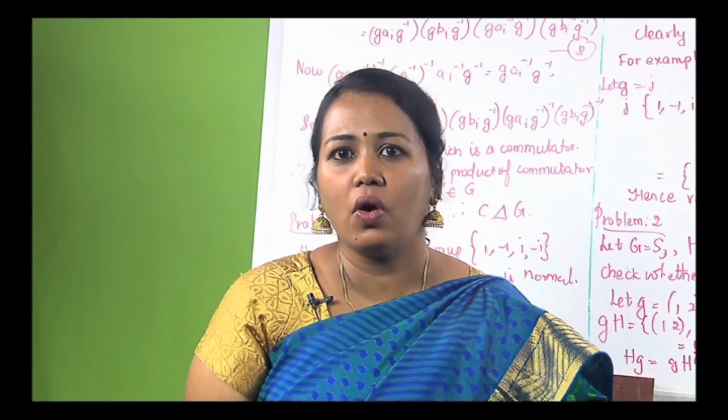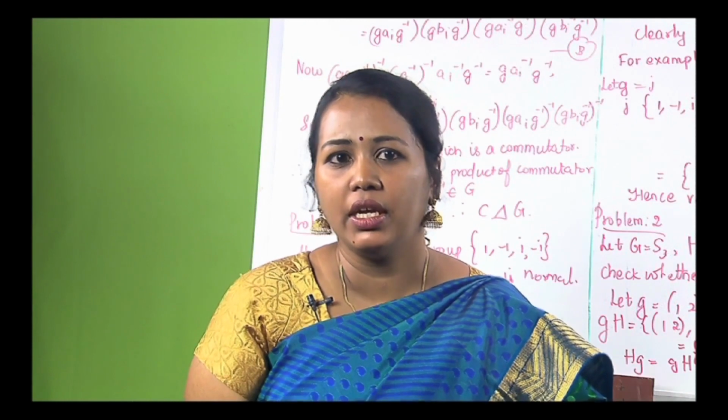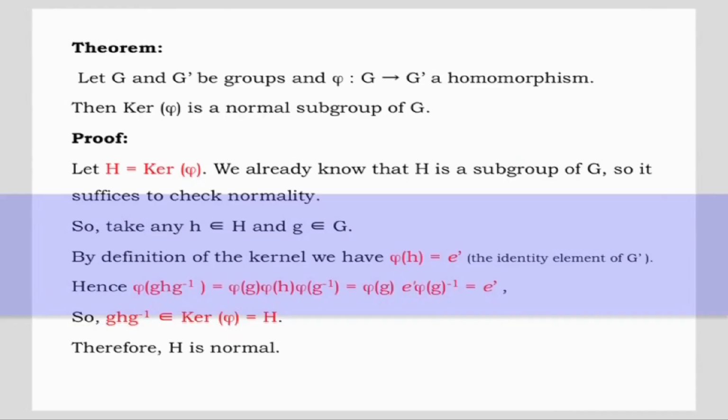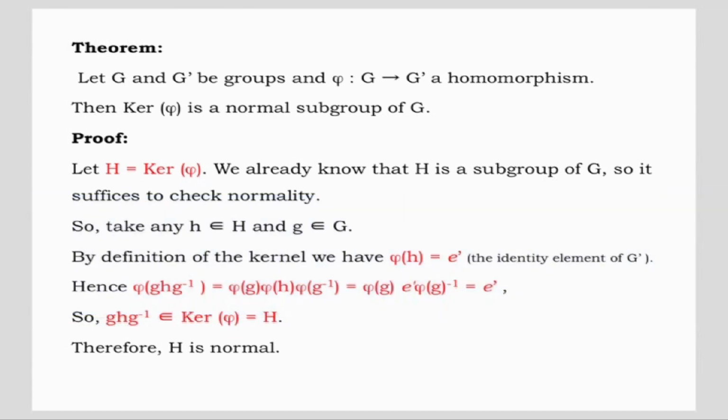In the previous module, we have seen homomorphism, automorphism and inner automorphism. Here we are going to see how these are related to normality. Theorem: let G and G dash be groups and phi be a function from G to G dash which is a homomorphism. Then kernel phi is a normal subgroup of G. Proof: let H be equal to kernel phi. We already know that H is a subgroup of G, so it suffices to check normality. So take any h belongs to H and g belongs to G.